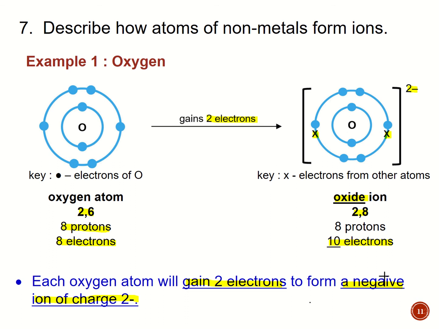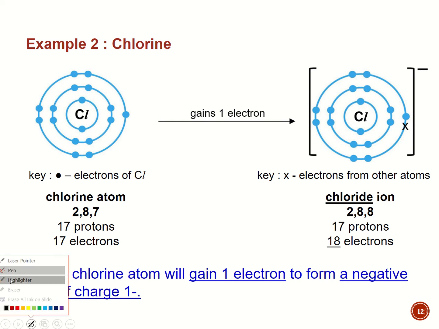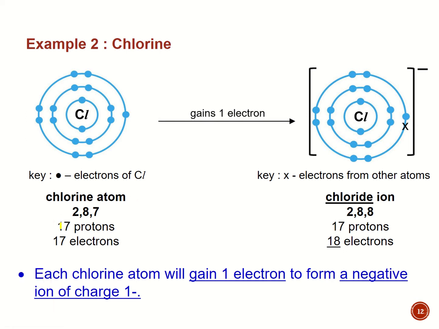Next, let's take a look at another example, chlorine. Now if you try to locate chlorine in your periodic table, you'll find that chlorine has a proton number of 17. So this means that a chlorine atom will contain 17 protons and 17 electrons.